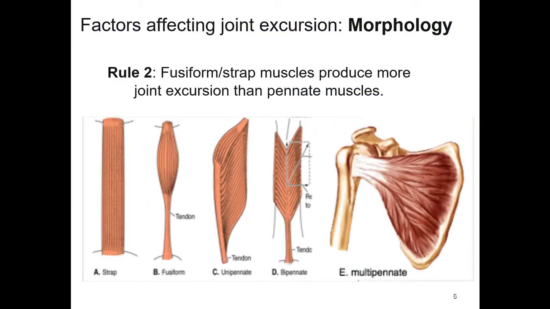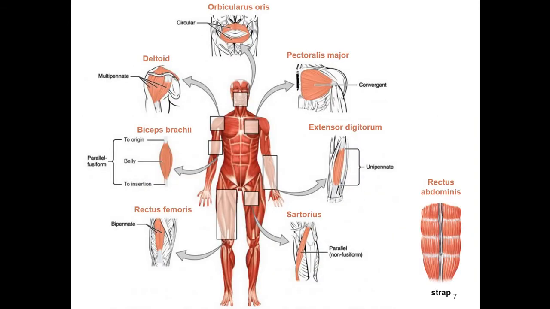The second factor that affects the amount of joint excursion that is possible when a muscle is crossing a joint is muscle morphology. For example, fusiform or strap muscles permit more joint excursion than pennate muscles. Here we see examples of muscles with various different morphologies.